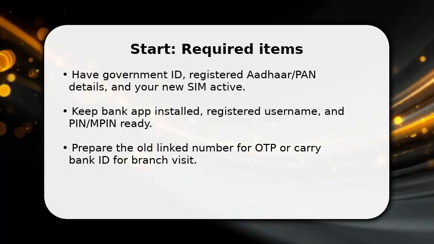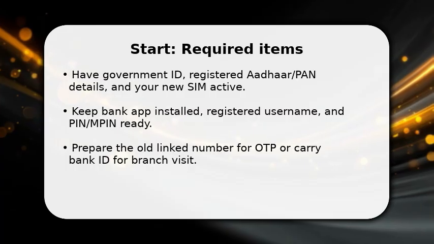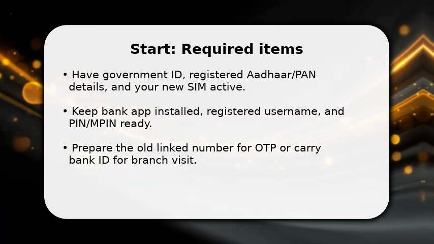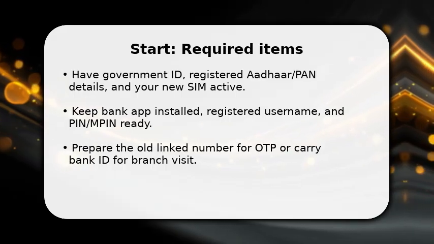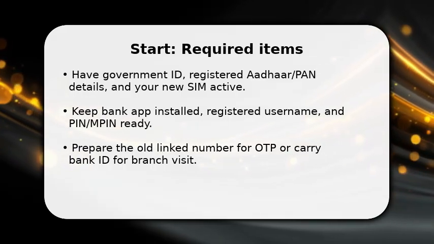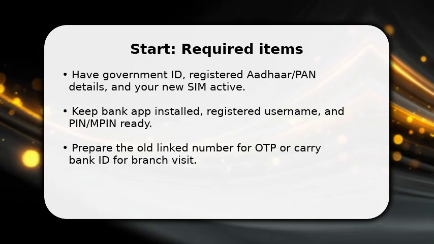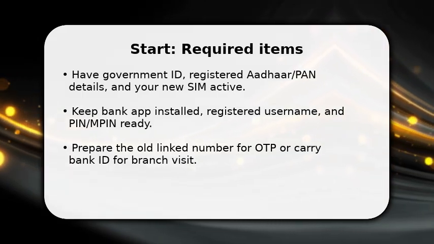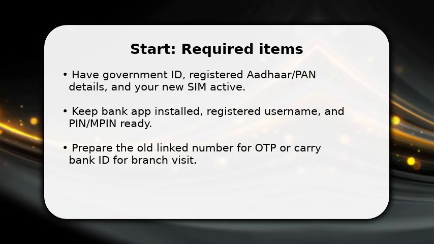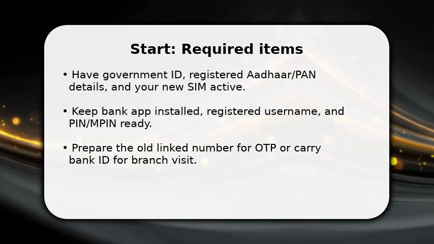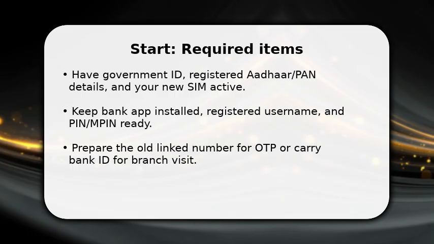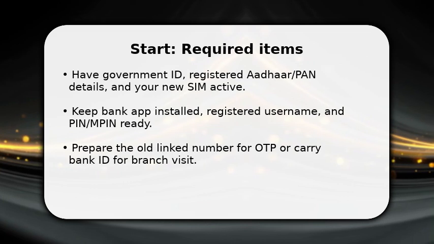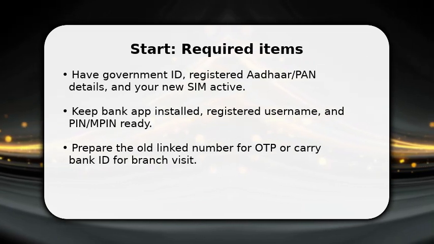You begin by gathering essentials: government ID, active new SIM, and the bank app logged in. First, open your bank app or prepare to visit a branch. You need to authenticate. Once done, initiate Change Mobile Number under Profile or request a change form at the counter. You must be ready to receive an OTP on either the old number or new SIM depending on your bank's flow. Make sure your MPIN/PIN and any KYC documents are at hand before proceeding.